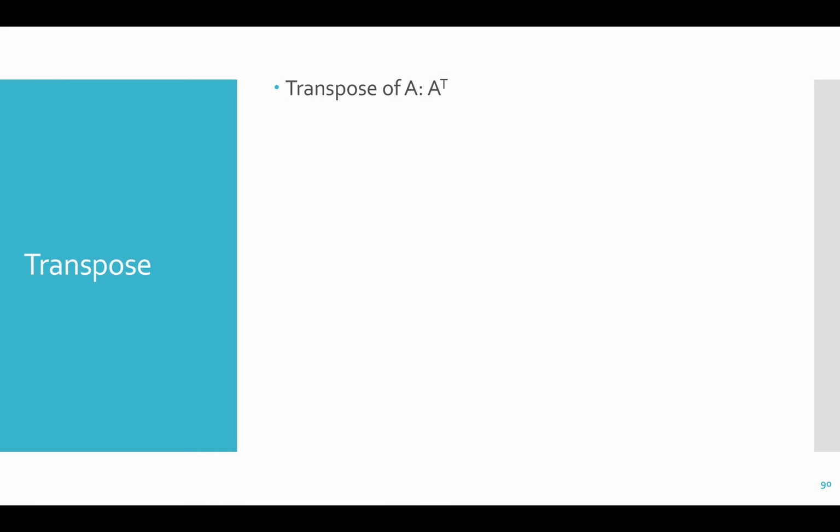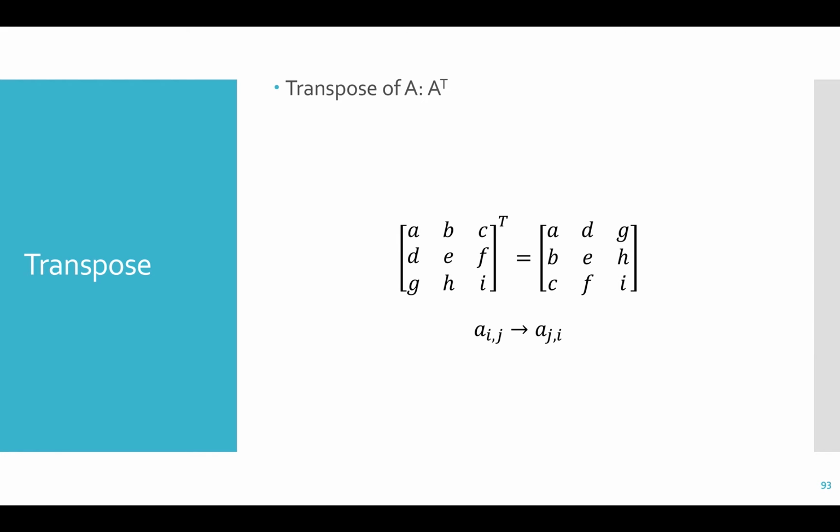The transpose of a matrix is very simple. You simply take the rows and turn them into columns. And so the transpose of 1, 2, 3, 4 is 1, 3, 2, 4. And more generally, it's like this. So Aij becomes Aji.